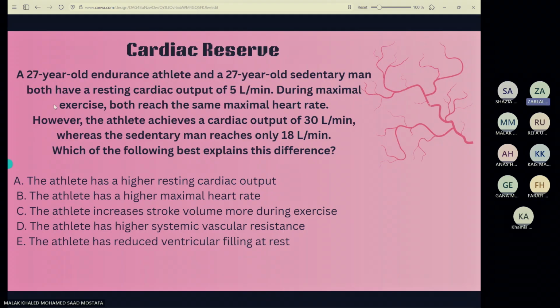If you look at the question, they have the same heart rate, but the cardiac output of the athlete is more. So what in the formula could be increased if heart rate is the same to give a greater cardiac output? It would be stroke volume. So next one, please.